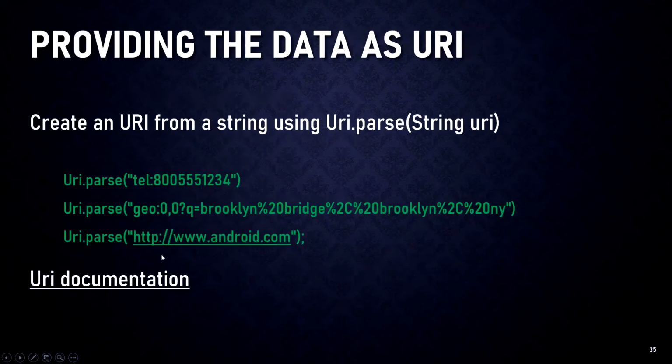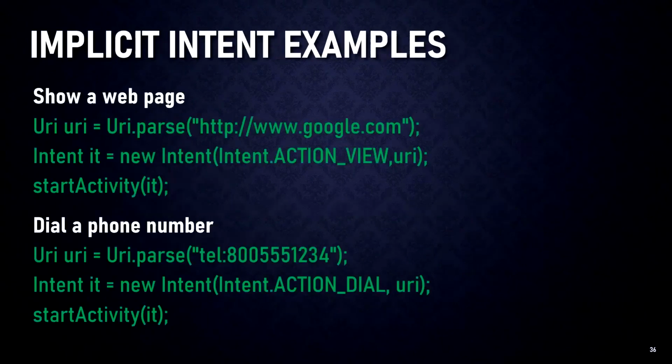If you want to open the browser, you pass the URL link as a string, and don't forget to put the data scheme here. HTTP is also a data scheme, geo is a data scheme, and tel is the data scheme for phone numbers. You can also go through the URI documentation to see what kinds of data schemes you can implement in our app.